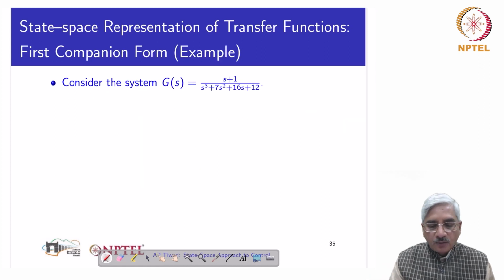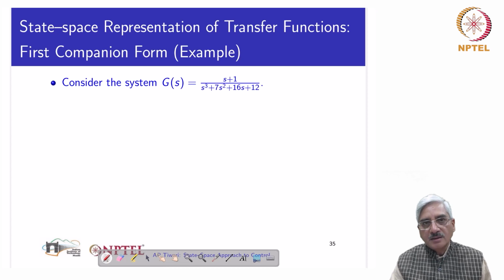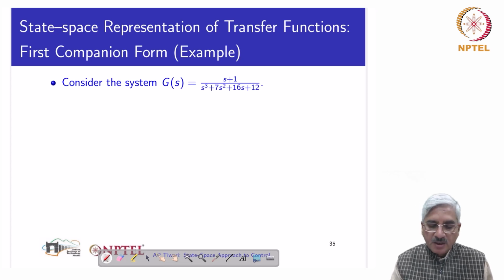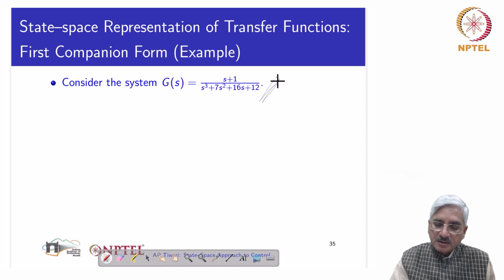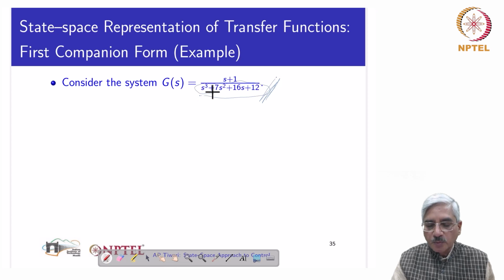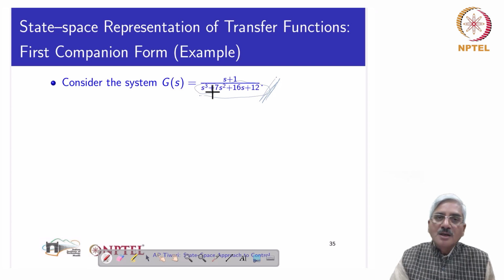Now we will take one example and we will represent it in the first companion form and again in the second companion form. So we have this G(s), whose numerator is s plus 1 and denominator is a third order polynomial, s cube plus 7s square plus 16s plus 12.